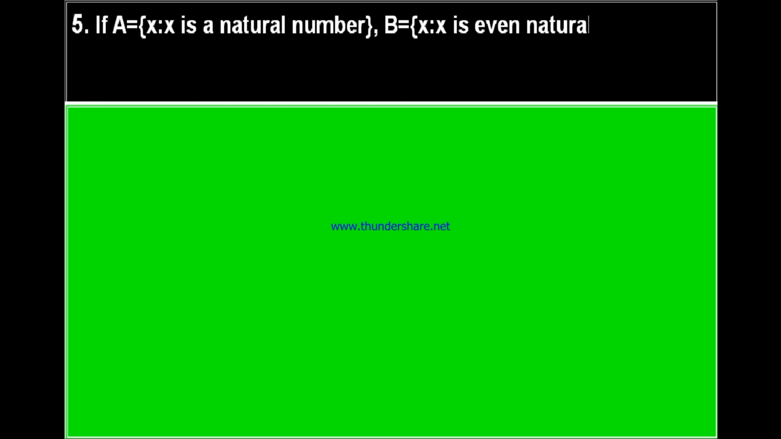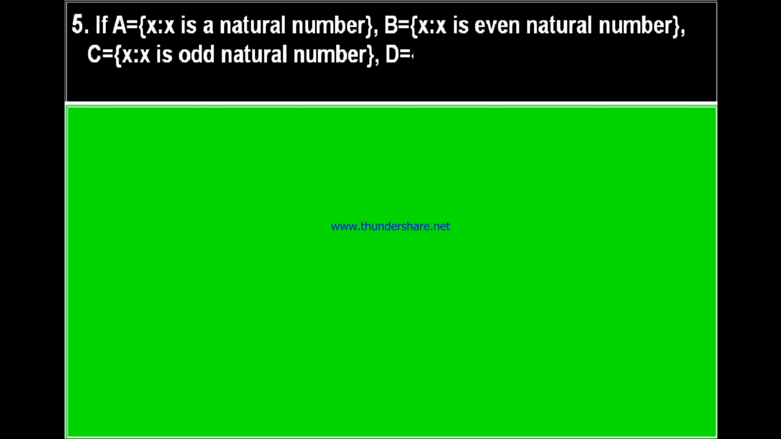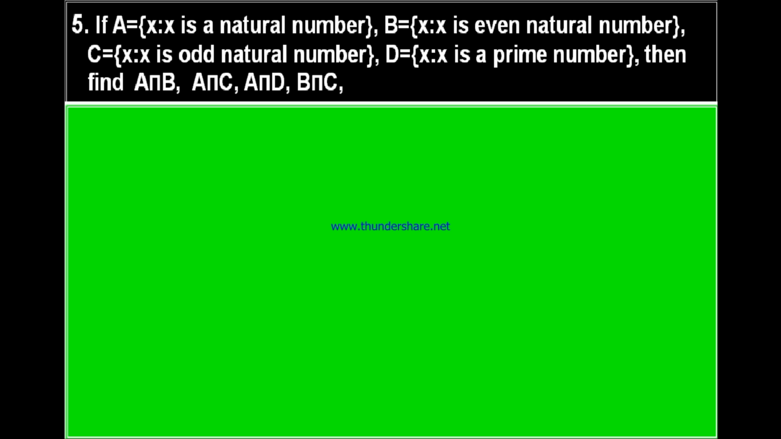Now question number 5. If A is equal to the set of x such that x is a natural number, and B is equal to x such that x is an even natural number, and C is equal to x such that x is an odd natural number, and D is equal to x such that x is a prime number, then find A intersection B, A intersection C, A intersection D, B intersection C, and B intersection D, and C intersection D. I shall repeat.